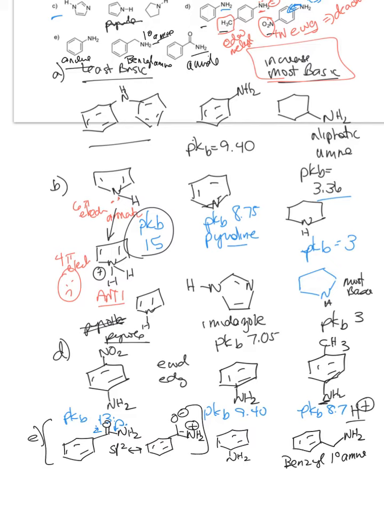As you see from the previous problem, the pKb for aniline is 9.4. Your primary amine will be a pKb of about 3. And then, well, it says benzylamine, it's actually 4.7. Okay, so 9.4. And then your amide will be your least basic.